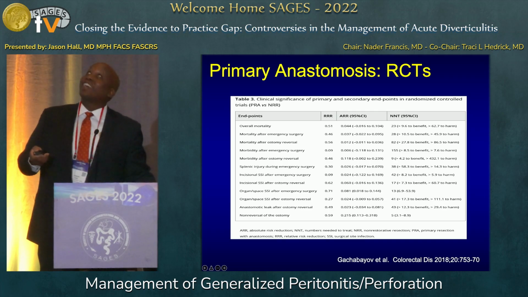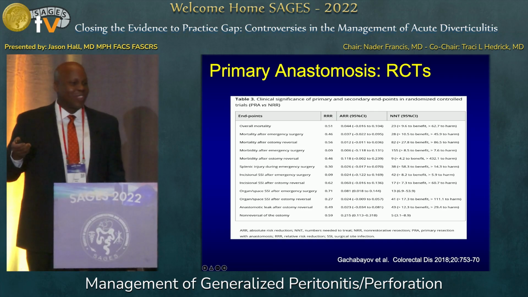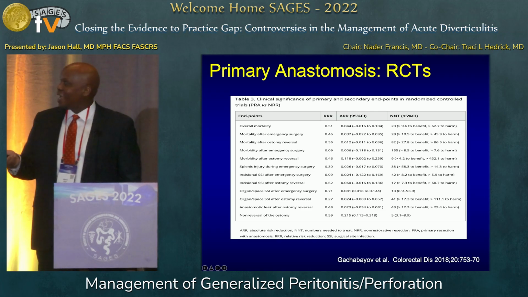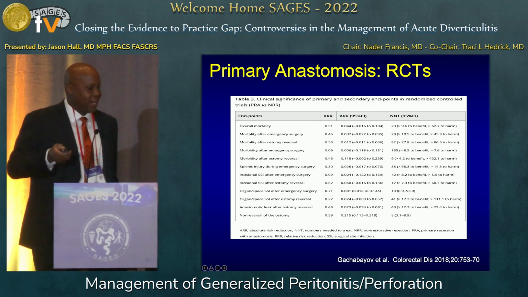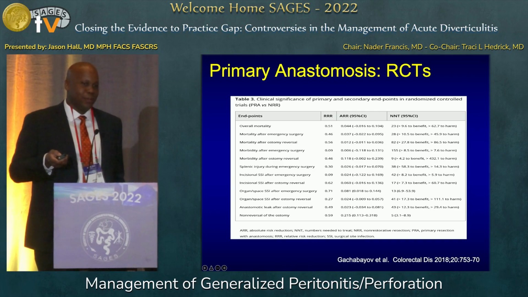And again, when we look at overall mortality, morbidity, surgical site infection, organ space infection, anastomotic leak, it all favors anastomosis and loop ileostomy.